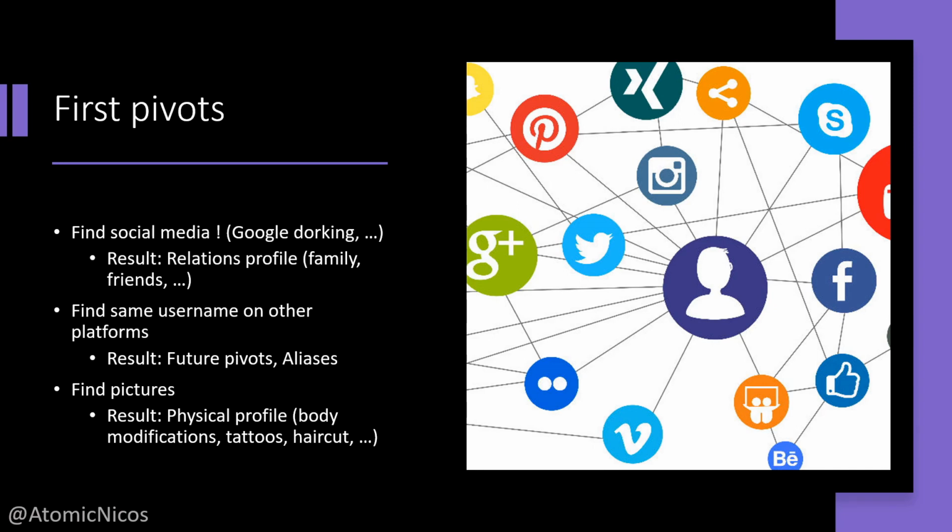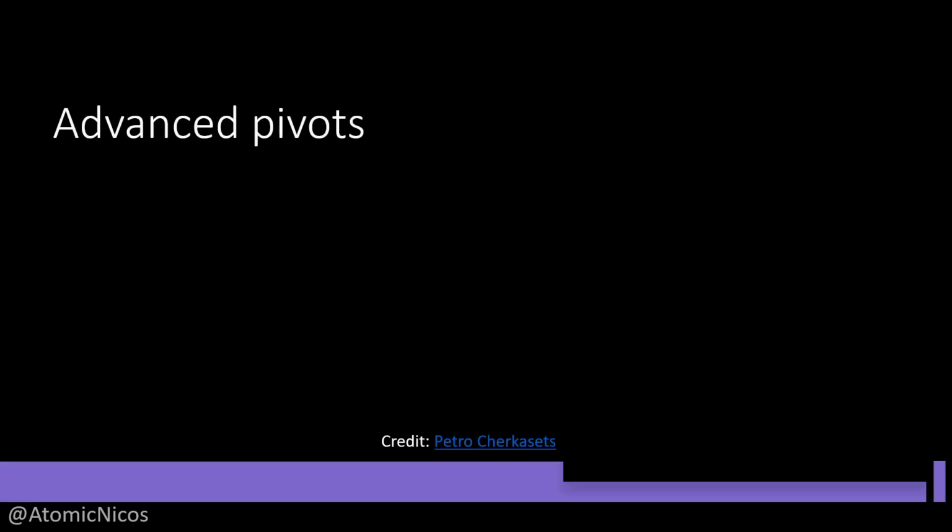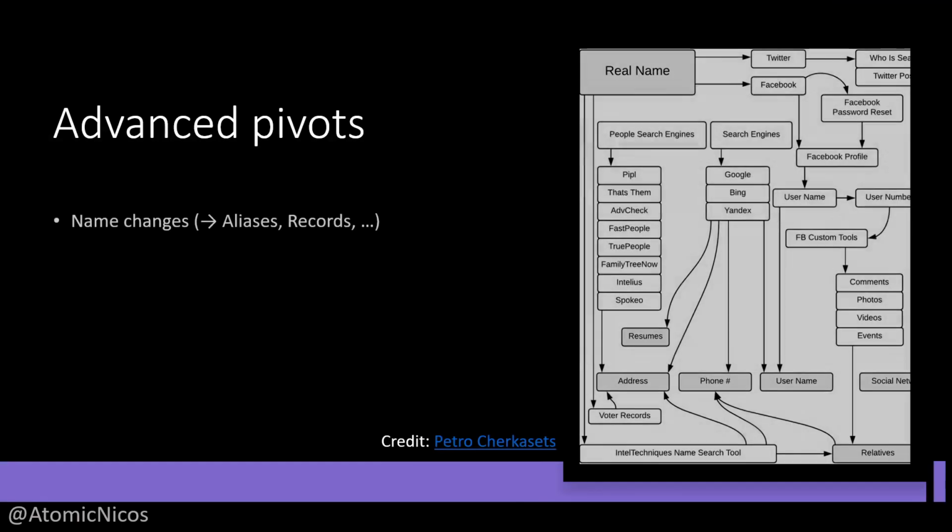And then you move on to more advanced pivots, right? For example, looking for name changes. Did they legally change their name? Some of these records are public. I know that in Canada they are, and that's how I found someone during a Trace Labs investigation. Because they changed their name from one to another, and they were actually using their previous name on certain records.